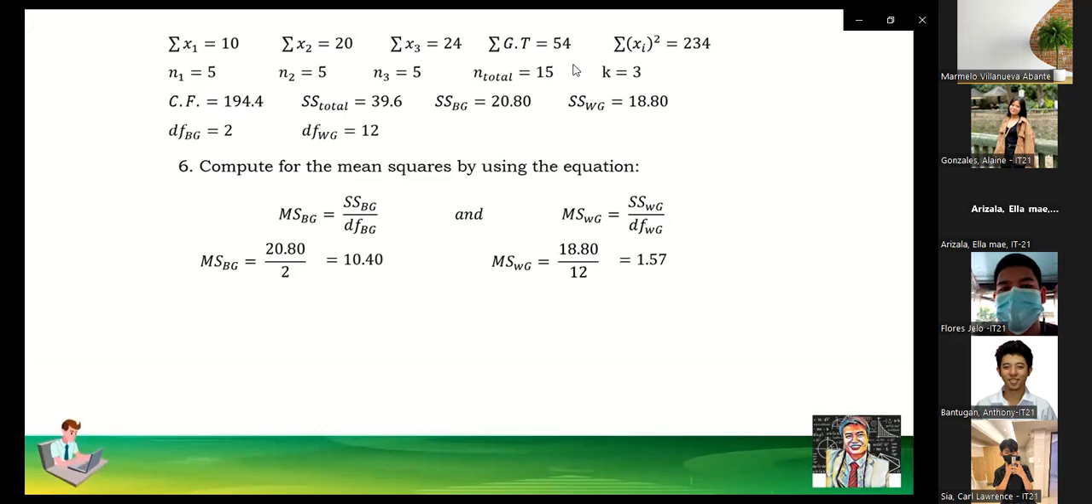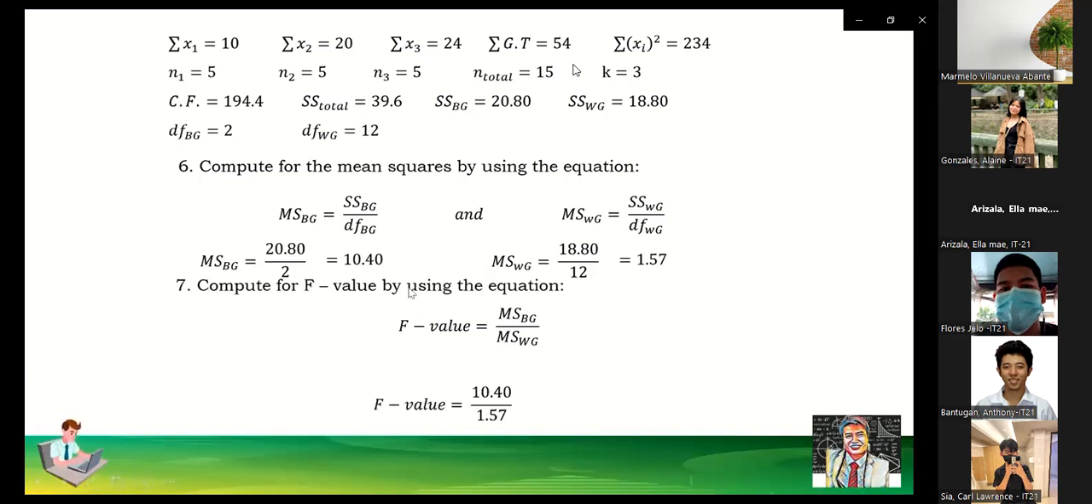Okay? So, next natin, step 7 natin, compute for F value by using the equations. Ito yung F value natin. Last step nga yung pang 7 steps natin, which is meron na tayong value dun. 10.40 divided by 1.57 gives us 6.62. Sa final answer yan, pwede na kayo mag 2 decimal dyan, kasi kung makikita nyo doon sa table, 2 decimal lang rin naman yung nasa table. Okay lang yun.